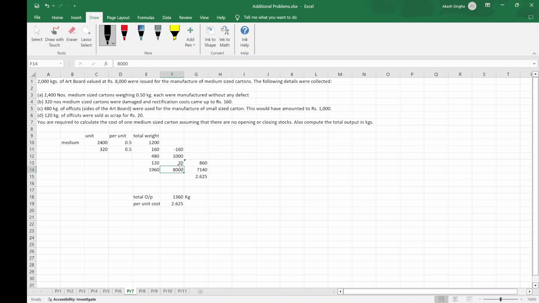So total completion is 1200 plus 160, 1360, right? And total cost, the total issued cost is the sum of all this, and you will get this value. Okay, so this is the cost. These are the number of successful cartons. So 7140 by 1360.